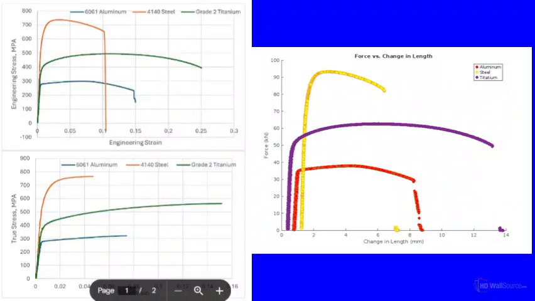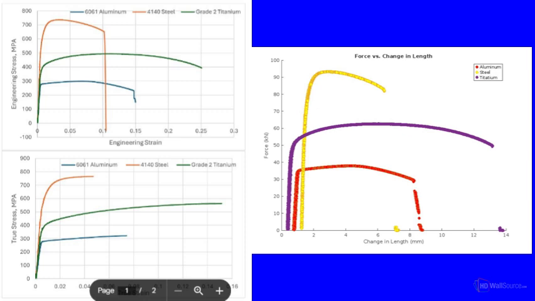Here we can see the engineering stress versus strain graph. We can see that the steel has the highest engineering stress and the shortest amount of strain. This is because steel is a very hard and strong material, and it has a very low elasticity, which leads to very early fracture. The titanium has the most engineering strain that occurs to it, while having moderate engineering stress. Titanium has a higher elasticity than both aluminum and steel.